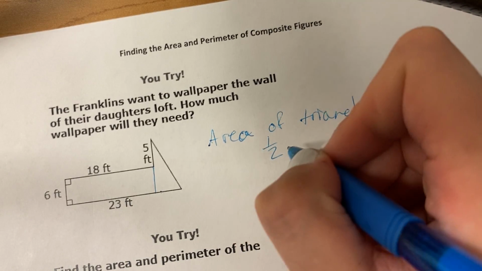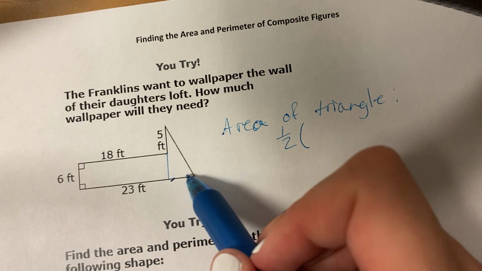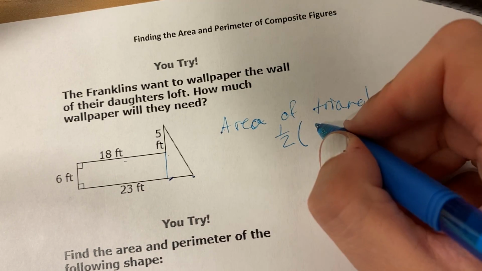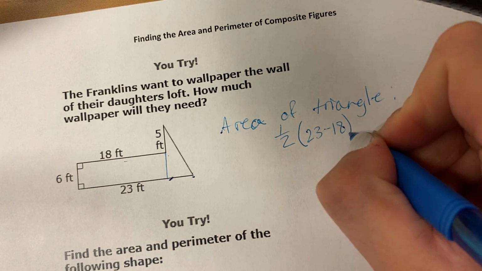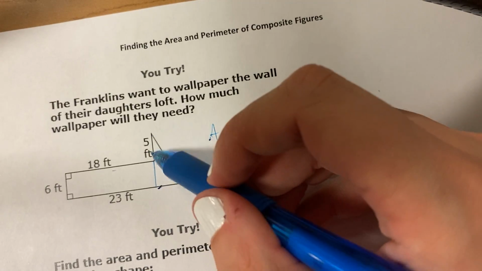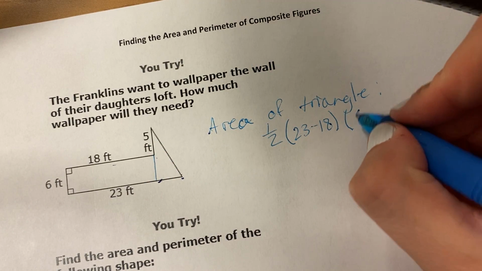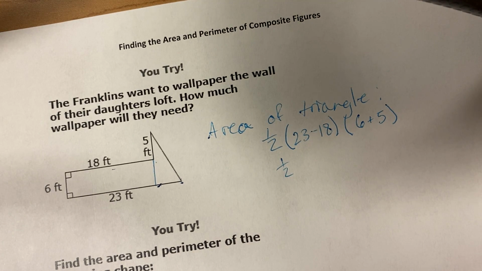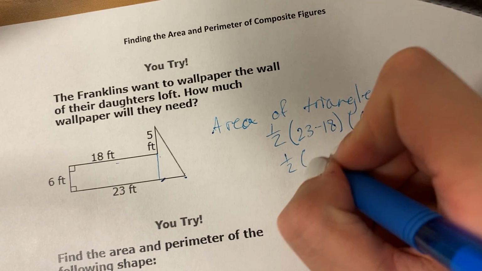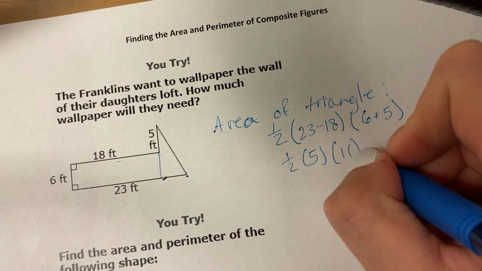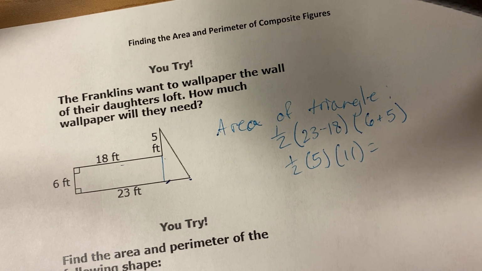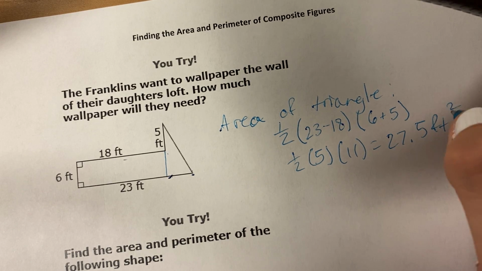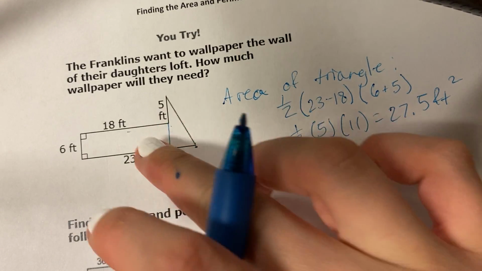is 1/2 my base. So my base, it's kind of hard to find. This whole length is 23 and this is 18. So to find my base, I do 23 minus 18. And then for my height, I know this is 5 feet, this is 6 feet. So height has to be 6 plus 5. So 1/2, 23 minus 18 is 5, times 11, so 55 divided by 2 is 27.5 feet squared. So that's the area of this triangle.